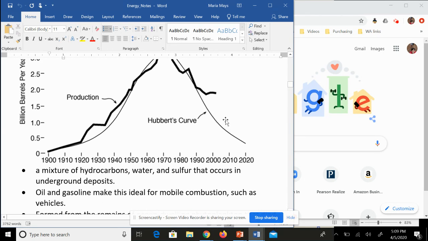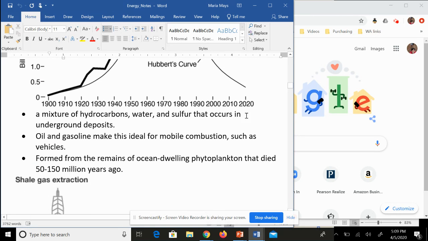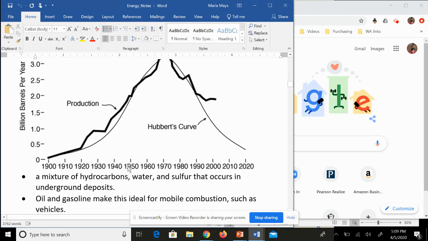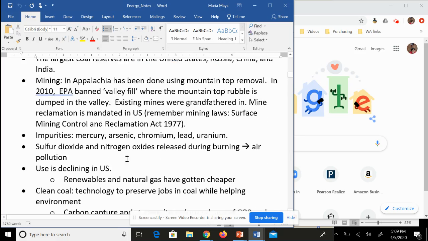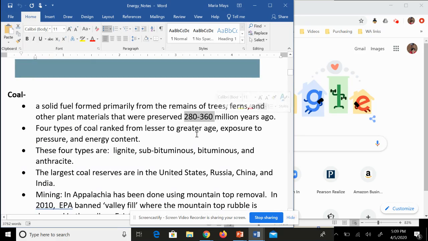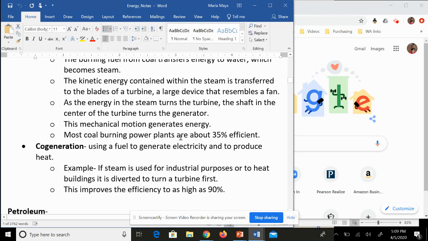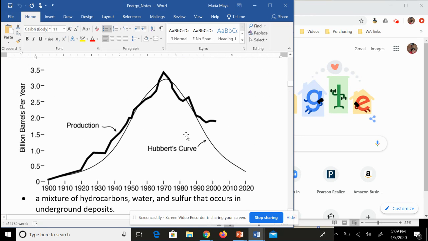Petroleum is a mixture of hydrocarbons, water, and sulfur that occurs in underground deposits. Oil and gasoline make this ideal for mobile combustion, such as vehicles. It formed from ocean-dwelling phytoplankton that died 50 to 150 million years ago. So you'll notice this is a little bit younger than our coal, which is 280 to 360 million years old.